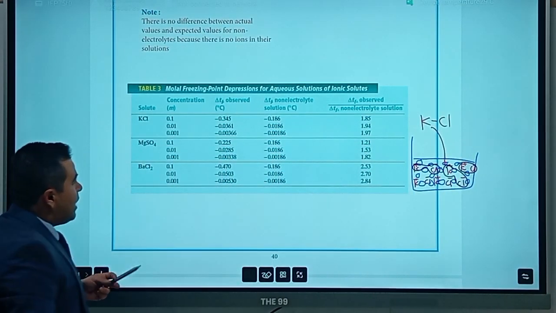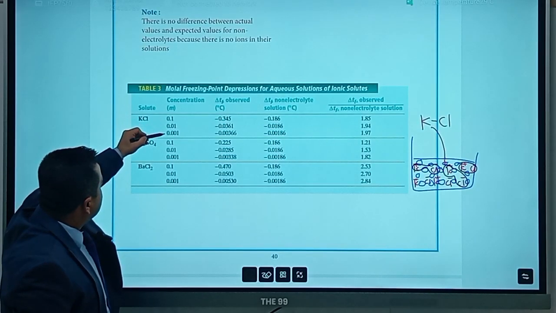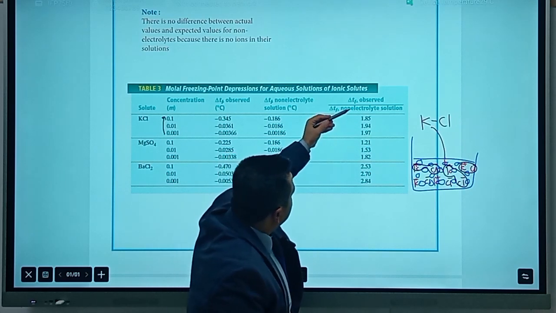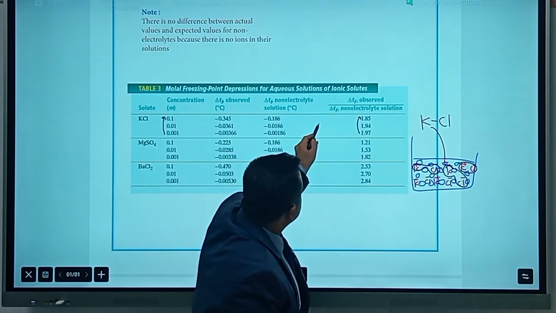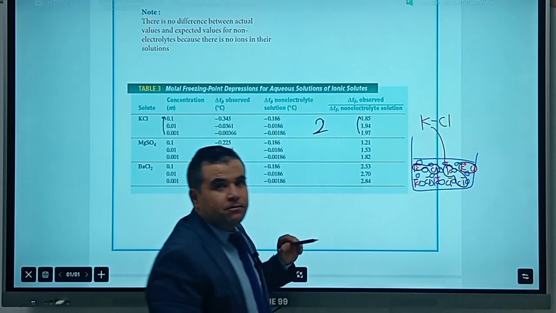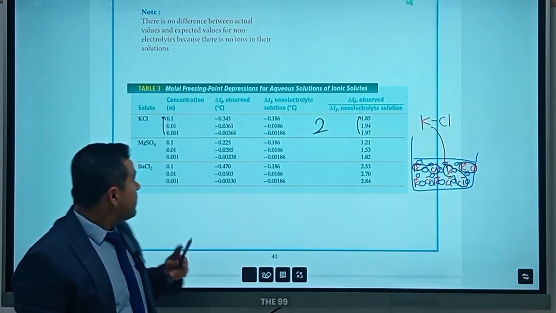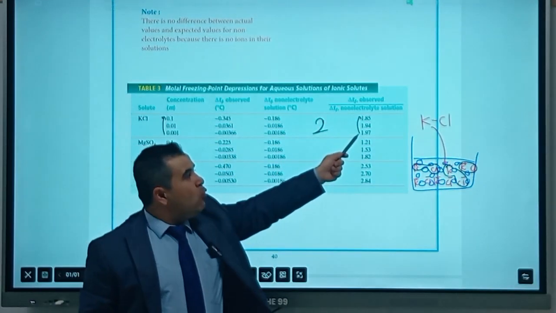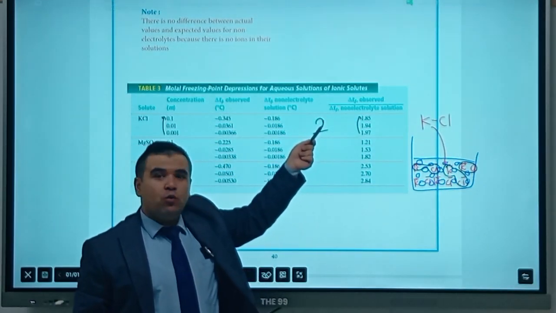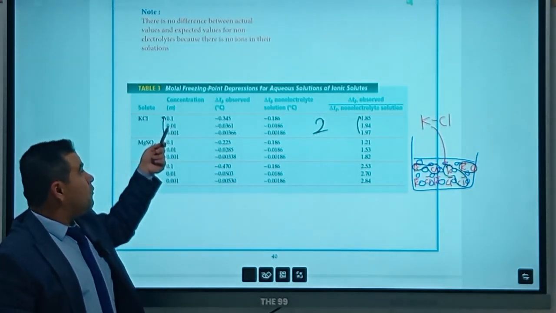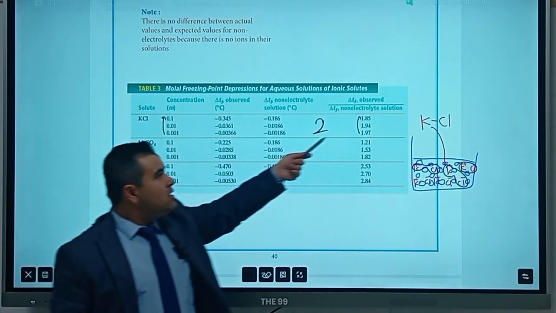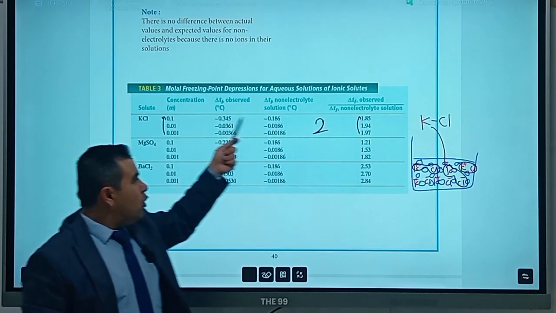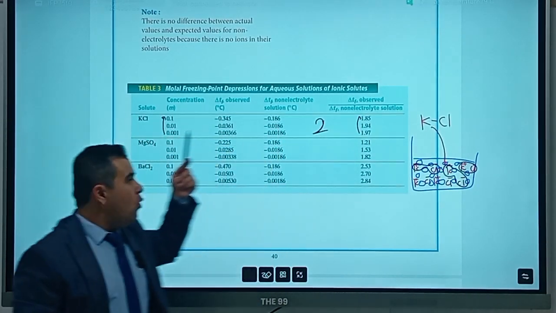Have a look, guys. As we increase the concentration, what will happen to the value? This is supposed to be 2, the ion factor. The expected one is 2. For 0.001 molar, it's 1.97, close to the 2. But for 0.01 molar, it's 1.94, it reduces. But for 0.1 molar, it's 1.85, it reduces more.